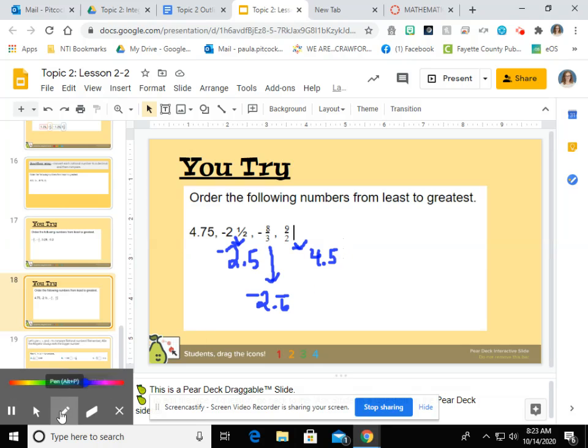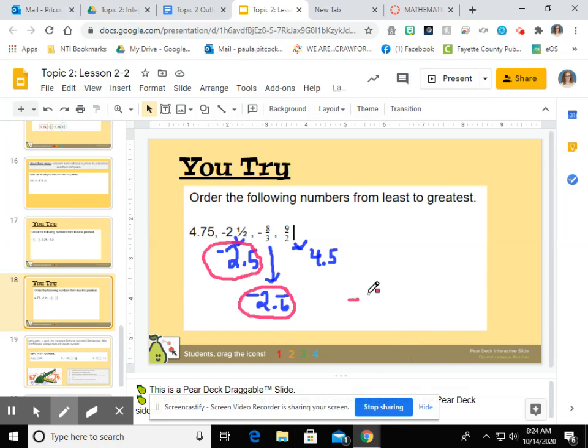So remember, if you're going least to greatest, you start with the negatives. Negatives are always smaller than a positive. So I want to think which one of these is furthest from 0. Well, the one that's furthest from 0 is the quote-unquote bigger one. 2.6 is bigger than 2.5. So this one's furthest from 0. It's the least. So -8/3 goes first because it's the furthest to the left on a number line.